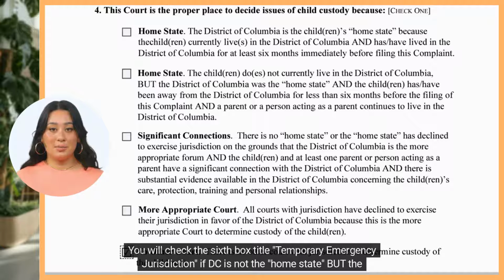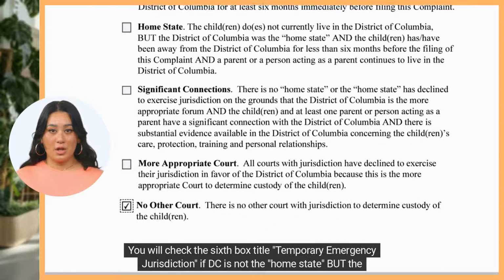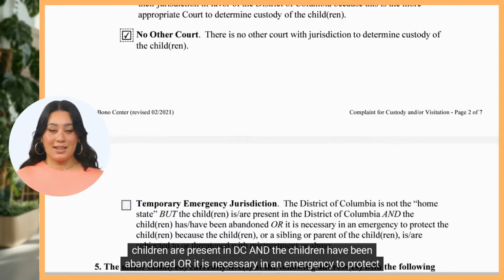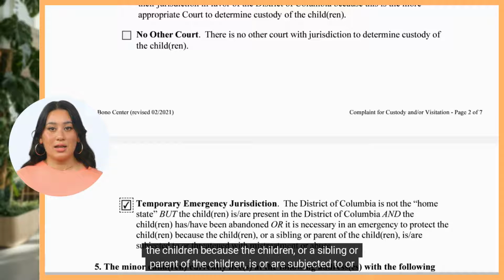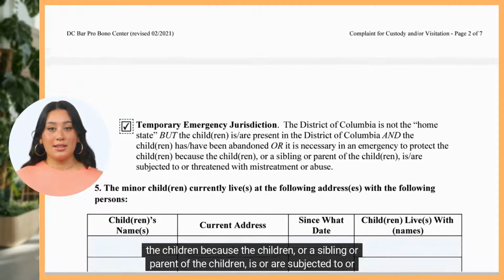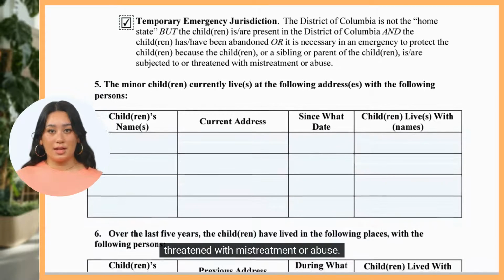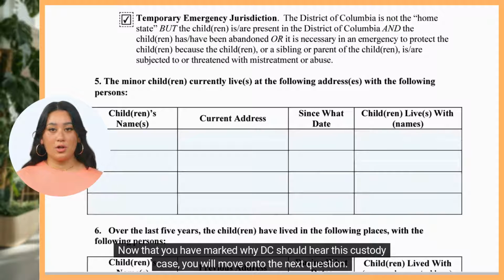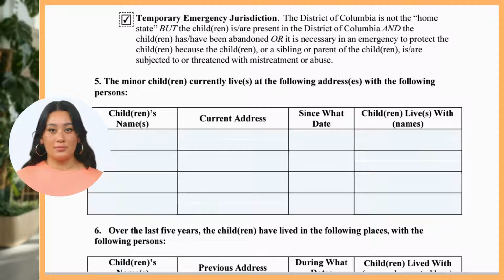You will check the sixth box titled Temporary Emergency Jurisdiction if D.C. is not the home state, but the children are present in D.C. and the children have been abandoned, or it is necessary in an emergency to protect the children because the children, or a sibling or parent of the children, is or are subjected to or threatened with mistreatment or abuse. Now that you have marked why D.C. should hear this custody case, you will move on to the next question.